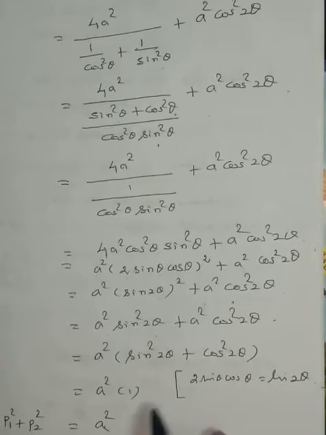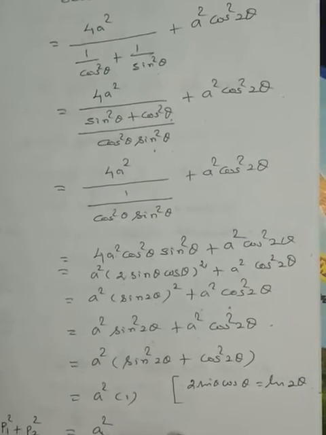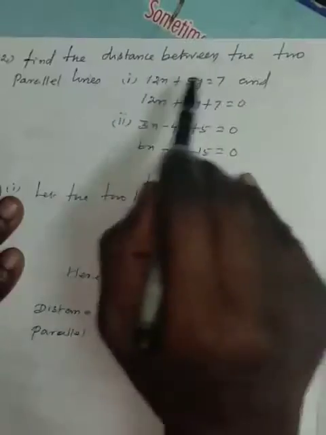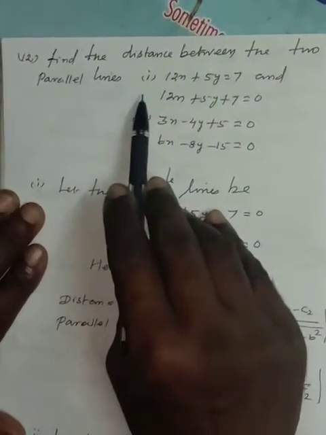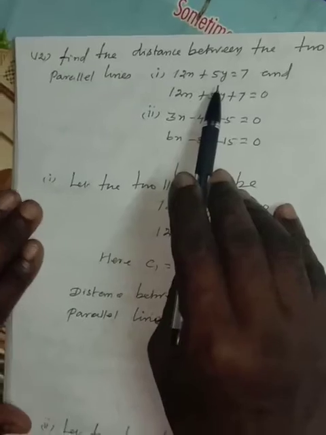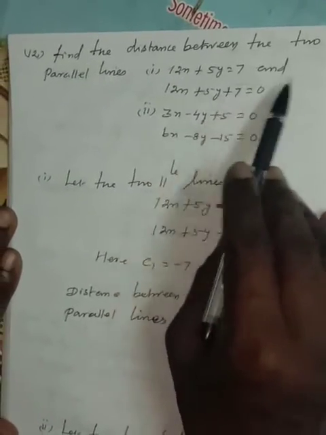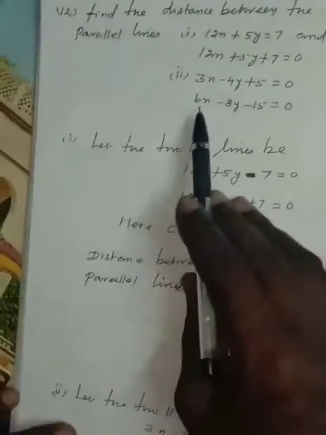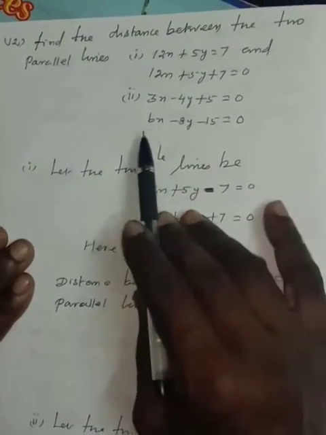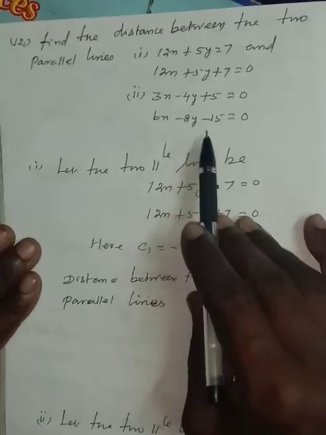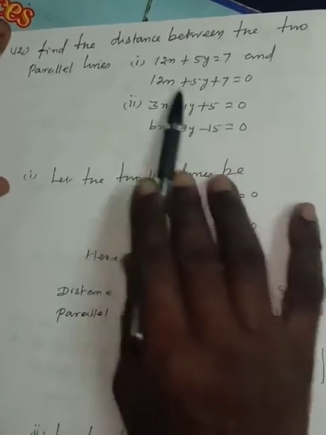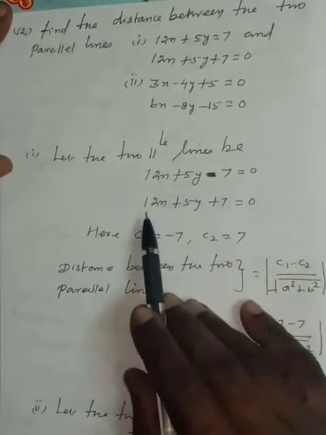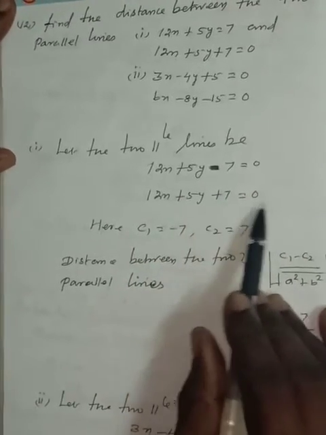Sin square theta plus cos square theta is 1, and therefore a square into 1 is a square. Now the distance between the two parallel lines. Number 1: 12x plus 5y is equal to 7, and 12x plus 5y plus 7 is equal to 0. Number 2: 3x minus 4y plus 5 is equal to 0, and 6x minus 8y minus 15 is equal to 0. Let us take the first two equations: 12x plus 5y minus 7 is equal to 0, and 12x plus 5y plus 7 is equal to 0.